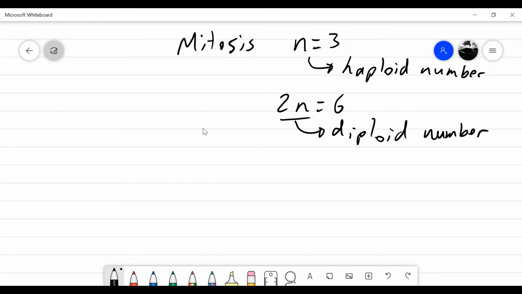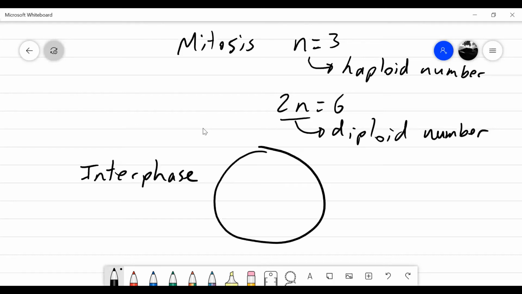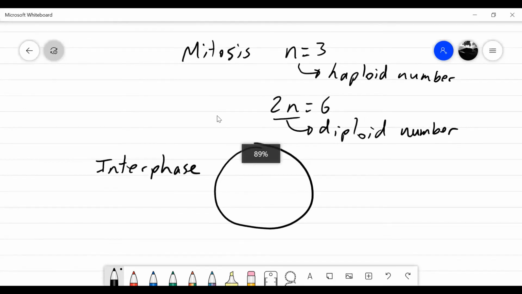Okay, so what did the question ask us for? The question asked us for interphase, metaphase, and the daughter cells. So here we go with interphase. What you're going to do for this, and the question will ask you basically to draw the cells, the DNA, and the spindle fibers. So you don't need to draw anything else, okay?